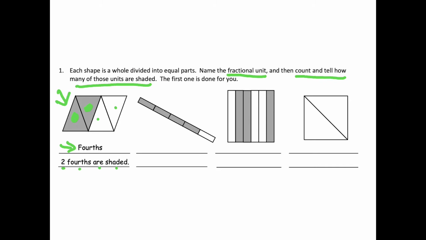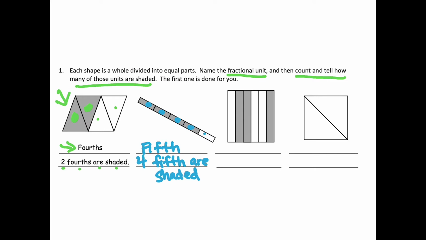Now let's go to the next one here. So first I'm going to name the fractional unit. So I'm going to count up the parts, how many equal parts I have. 1, 2, 3, 4, 5. Ooh, so the fractional unit, if I have 5 equal parts, is what? Fifths. And then it wants me to count and tell how many of those units are shaded. Well, I see that there are 1, 2, 3, 4 fifths are shaded. Okay, because 4 of those fifths are shaded.